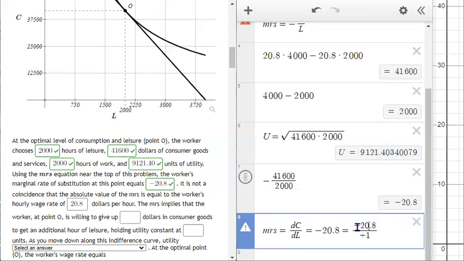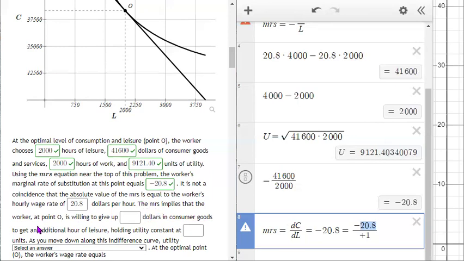Why? Because negative 20.8 divided by plus 1 is still negative 20.8, right? So this is a little easier to interpret. If we increase leisure by 1, what happens to consumption at our optimal solution? Well, if we increase leisure by 1, we're going to drop consumption by $20.80. So that's what this is saying here.